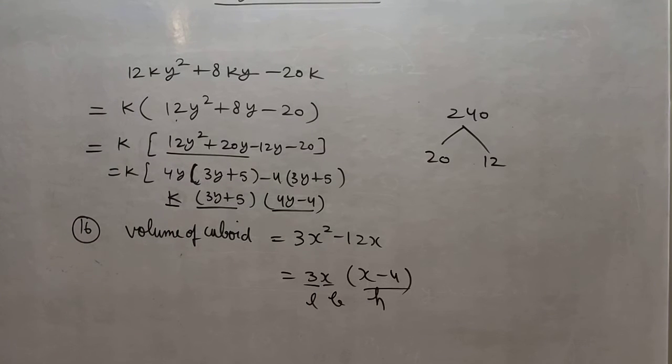And we can take common also. If suppose we can take common 4. So 4k will be one dimension, y minus 1 will be one dimension, and 3y plus 5 will be the third dimension. Now we will see some extra questions, some important questions of this exercise, this chapter, you can say.